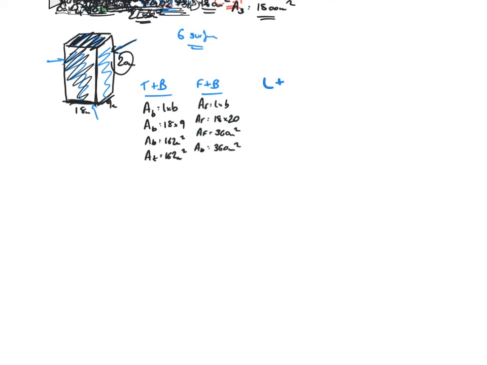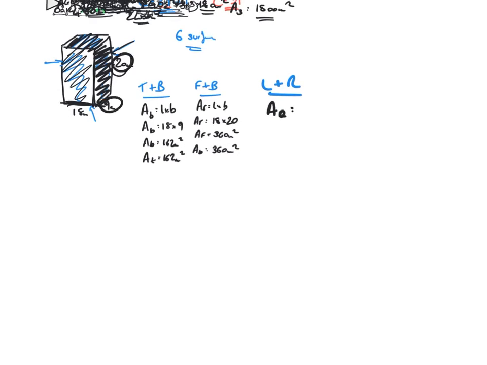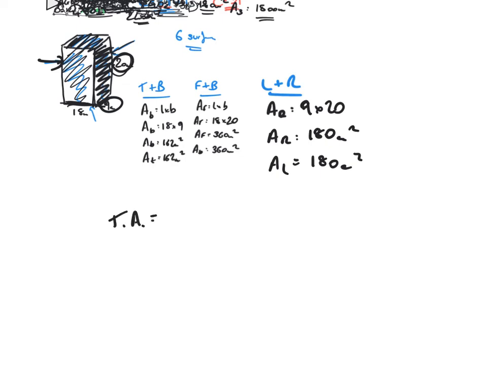Okay, let's now look at the left and the right. So the area of the right hand side, this is the right hand face rather, so that's length times breadth again, and that's going to be 9 times 20. And 9 times 20 will give me 180, which means the left hand face will also be 180 square centimetres.